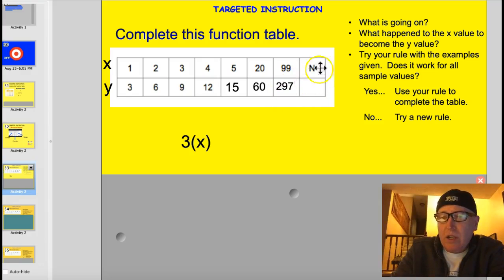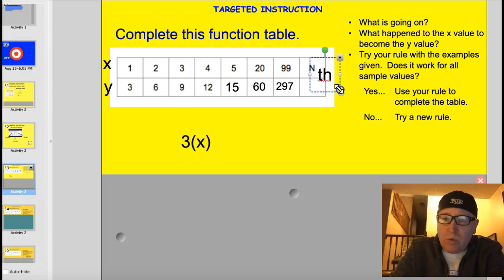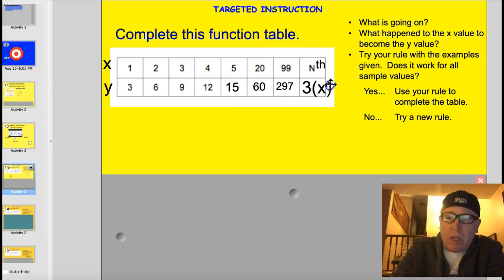Here's the tricky one on here. They call it the nth term. And I'm just going to squeeze a little nth in here. So for the nth term on this one, that means any term that you can think of. Well, it would just be 3 times the x value would be the nth term. So the y is equal to 3 times the x. Pretty simple, right? All right, I think you can handle it.